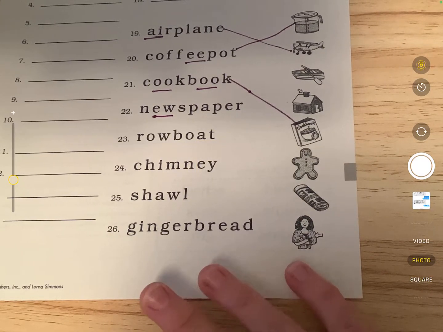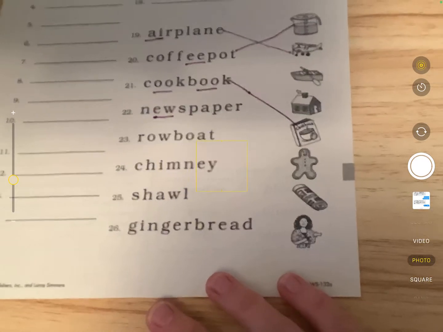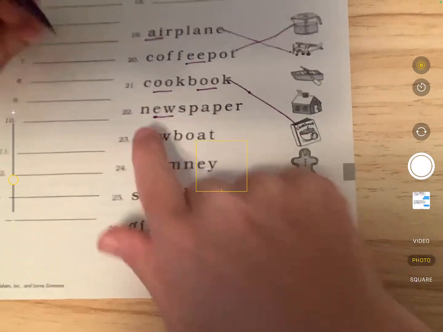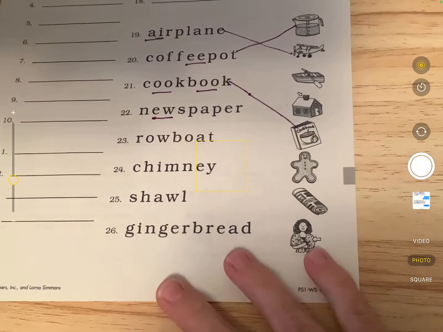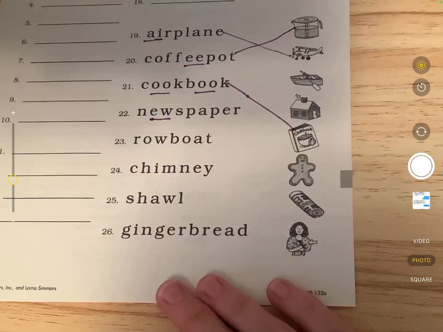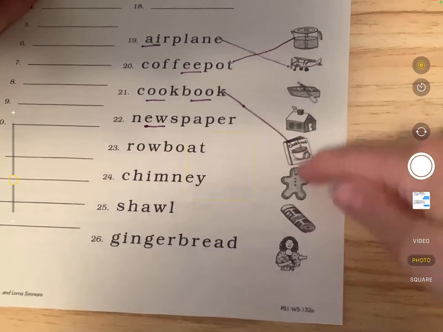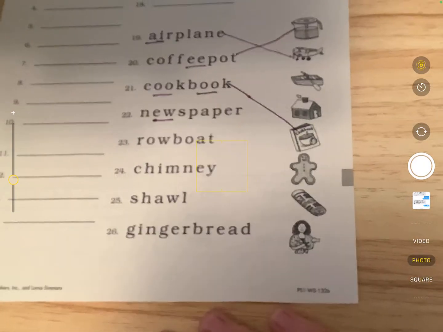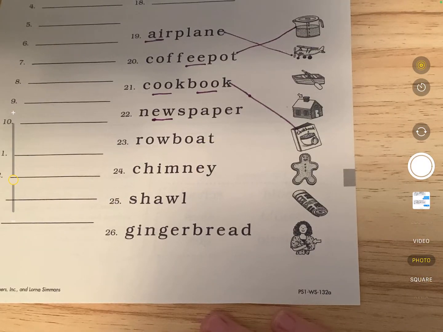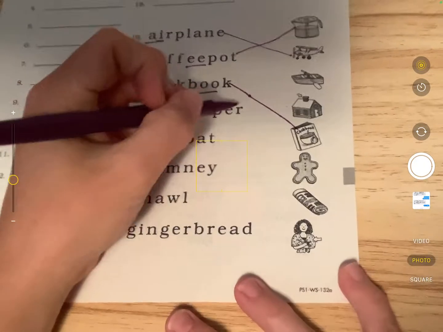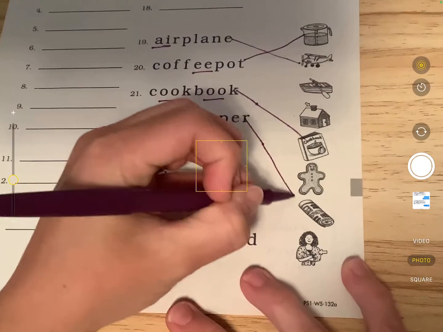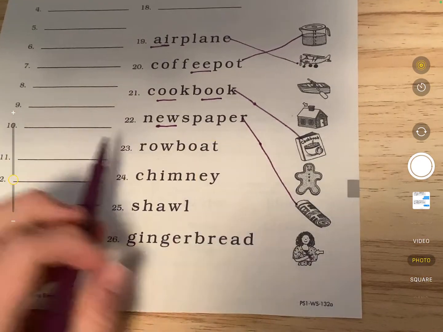Very good, Alexis, and I think that's the only vowel digraph. This word says newspaper. Say newspaper. Good, Alexis. Do you see the newspaper picture on the side over here? Okay, connect it to the newspaper. Good job, Alexis. Thank you.